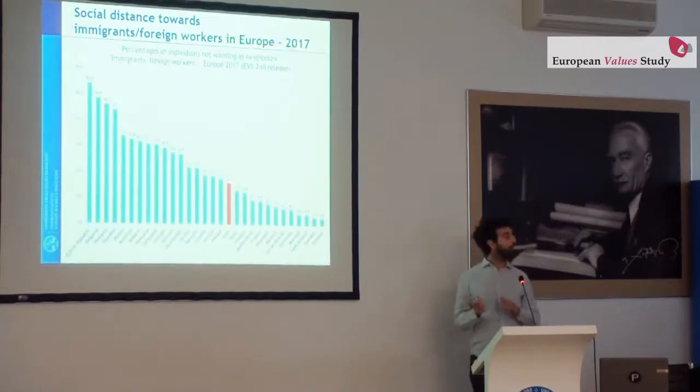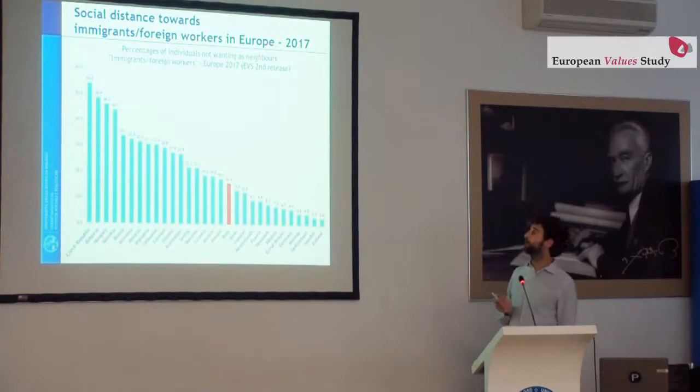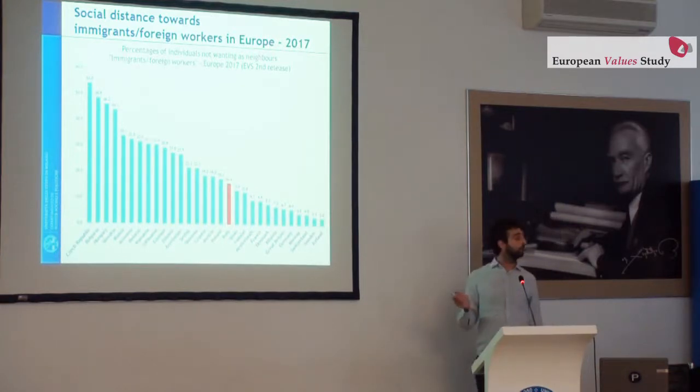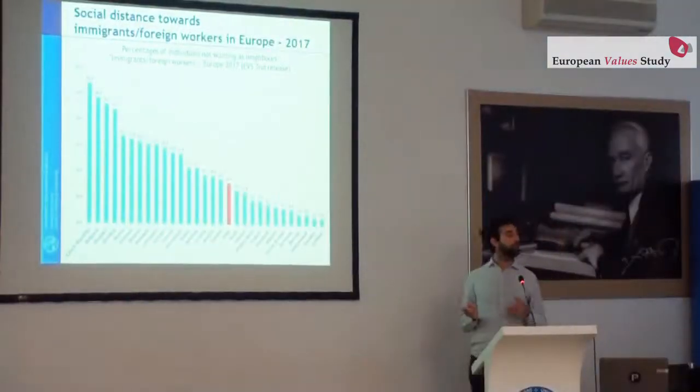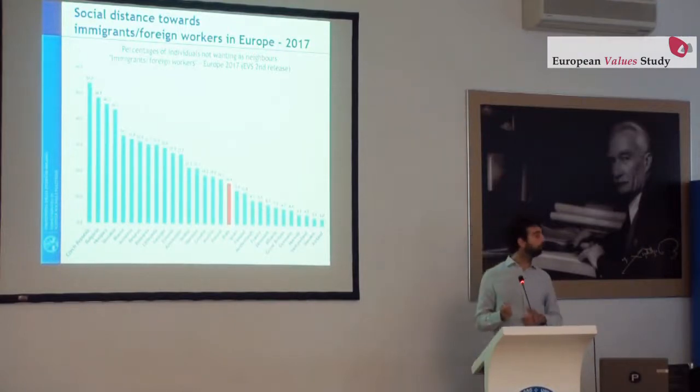And if you look at Italy in a comparative perspective, in 2017, we can see here the distribution of the item by country. You can see that there is a strong divide between Eastern and Western countries. The highest level of social distance is found in the Czech Republic, Bulgaria and Hungary, where about 50% of people say they do not want immigrants or foreign workers as neighbors, while Italy is near, for example, Spain, and has a higher level than, for example, Germany, Norway, Switzerland and other Western European countries.